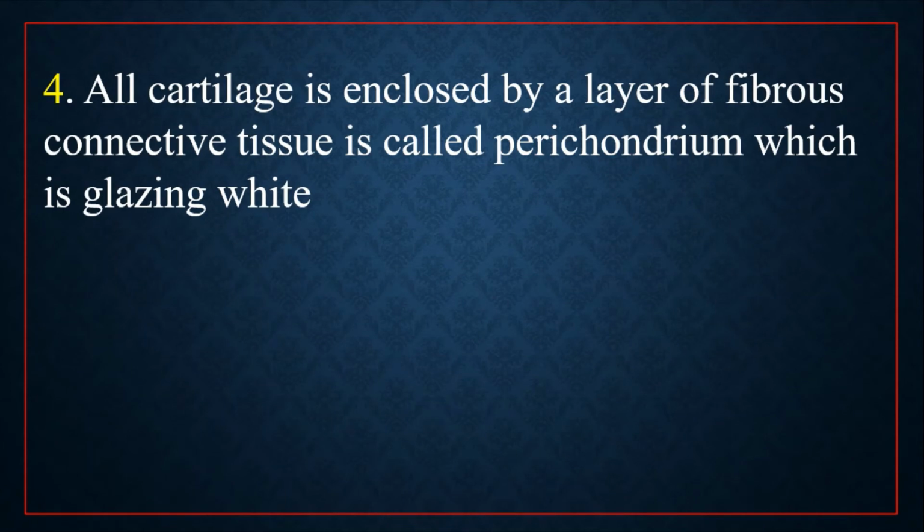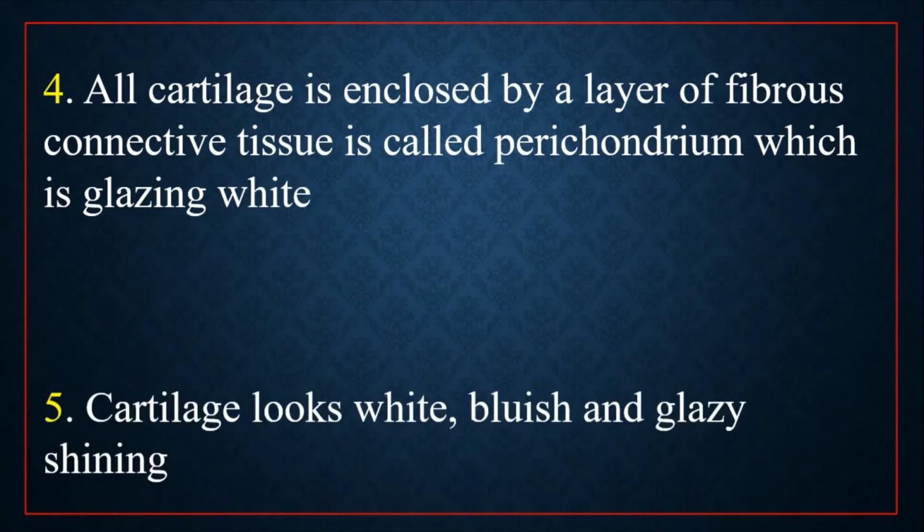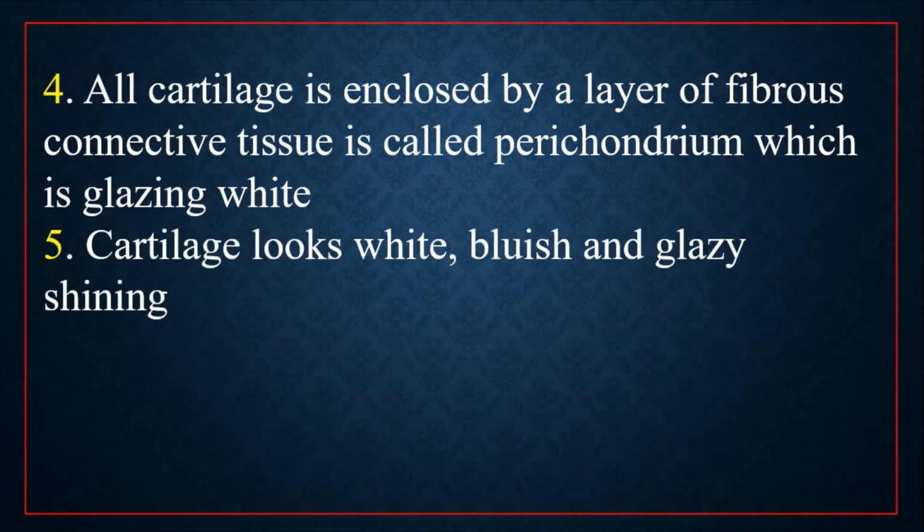All cartilage is enclosed by a layer of fibrous connective tissue called perichondrium, which is glazy white. That means when some cells of cartilage gather together, they form a layer named perichondrium. Cartilage looks white, bluish and glazy shining.